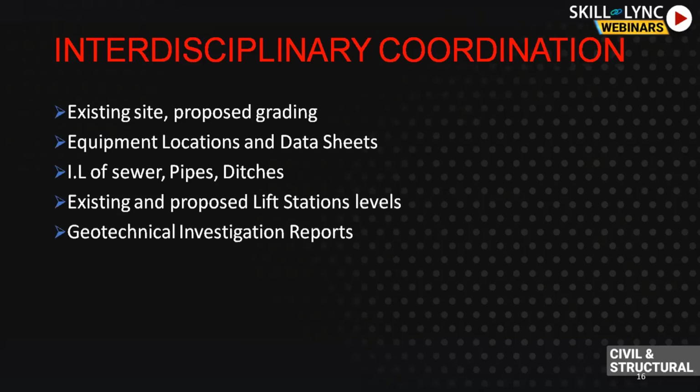How many equipment items are there? Like a sludge pump station will have maybe 20 pumps. An aeration tank will have odor pipes and pumps.